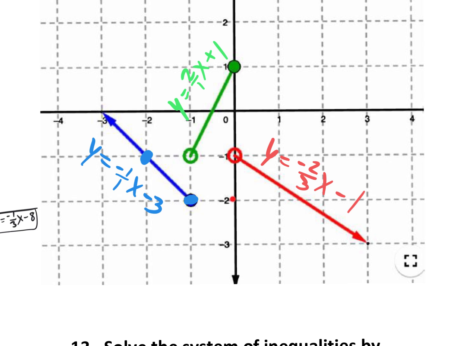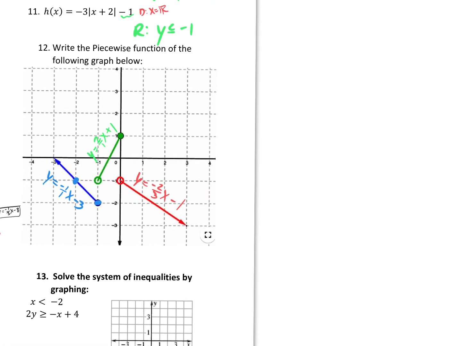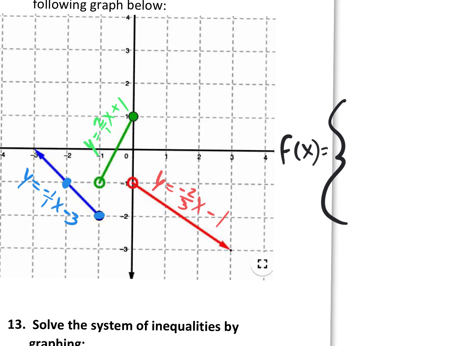It's down 1, 2 over 1, 2, 3, right? -2/3, and it does cross at -1. Okay, so these are your three equations. But if you want to write the piecewise function, you have to write it with conditions. First of all, you're going to use the notation f of x equals, and do some huge brackets because you have to write all three pieces. And you're going to start writing it from left to right.